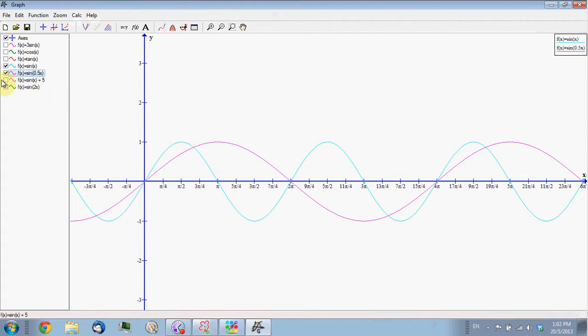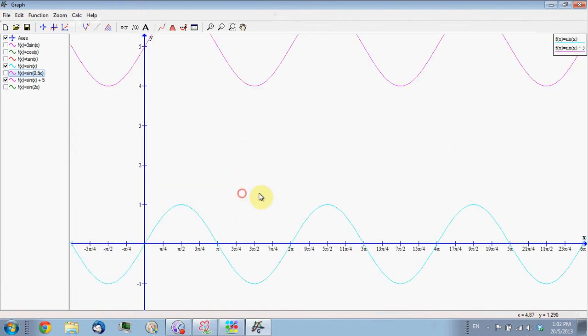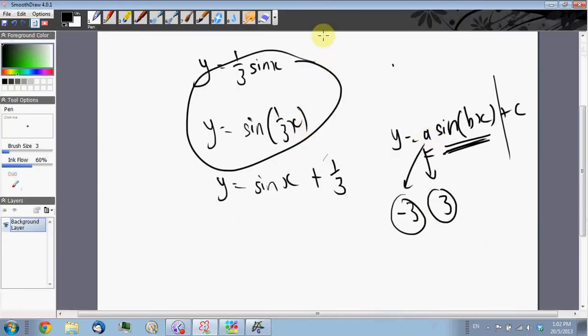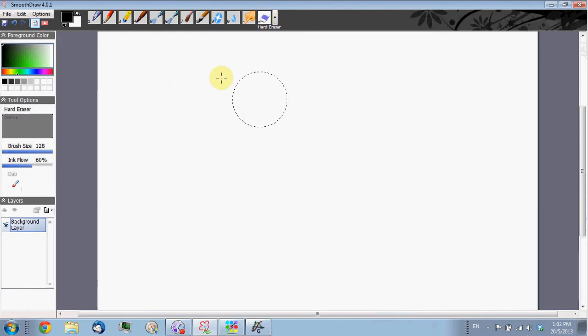Okay, and lastly, when you add a constant, when you do something like that, you can see it goes up, right, like that. So when you add a c, when it's sine x plus 5, the new y coordinates just go up. So what you really need to understand here is the way the graph changes as you change a, b, and c.